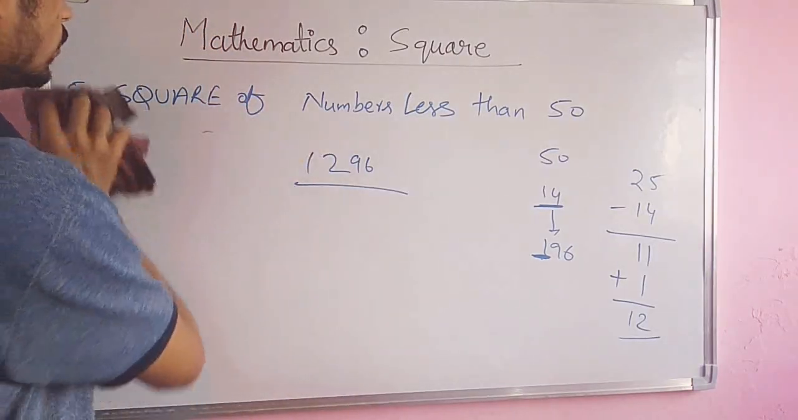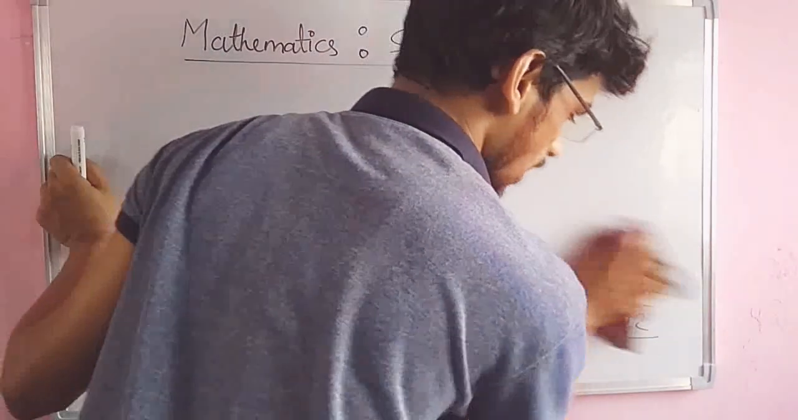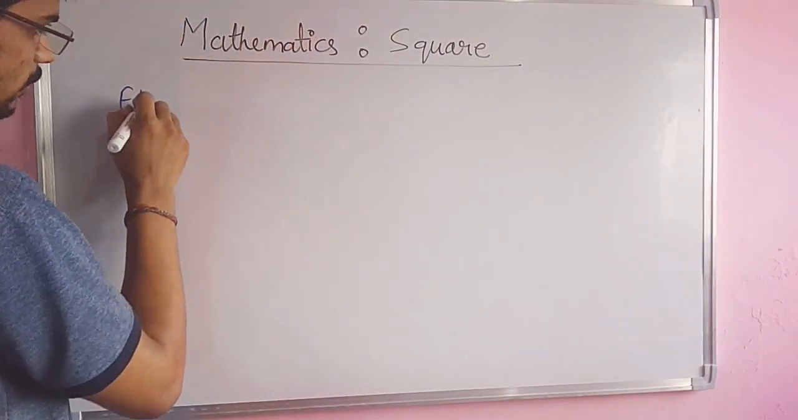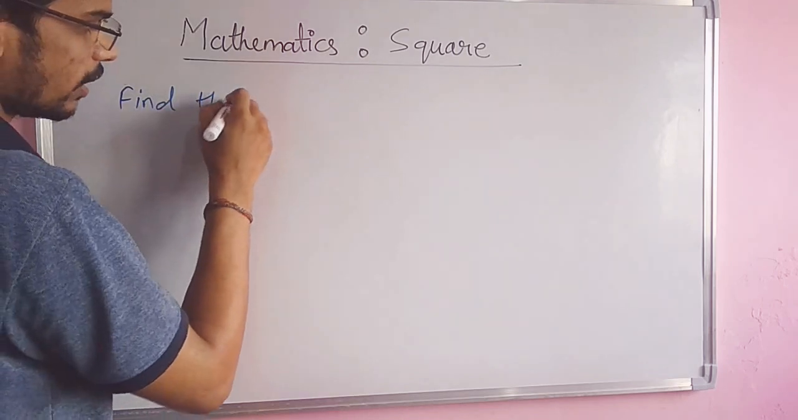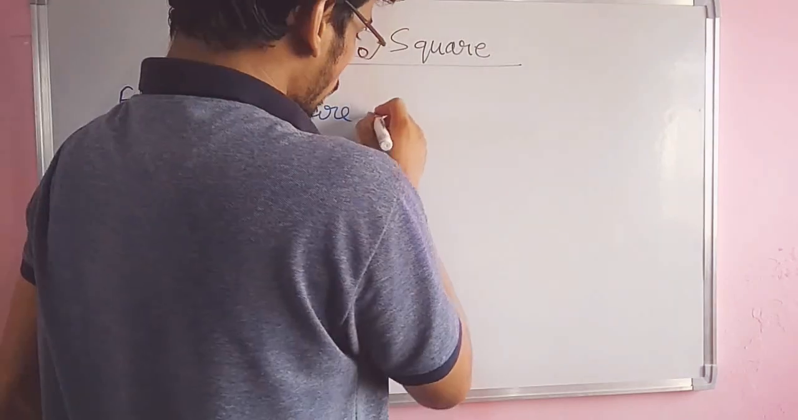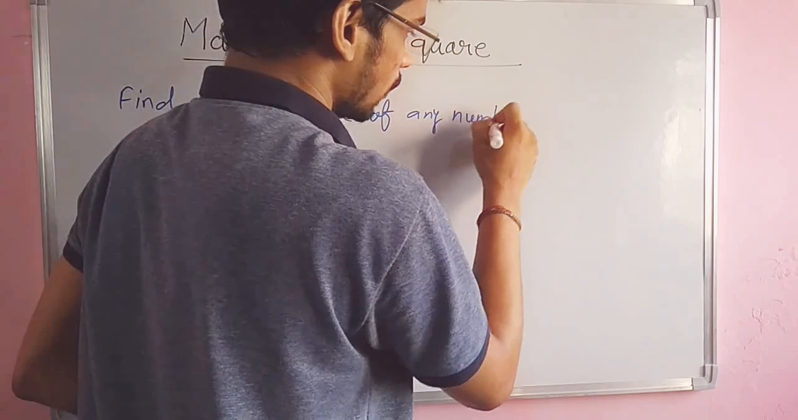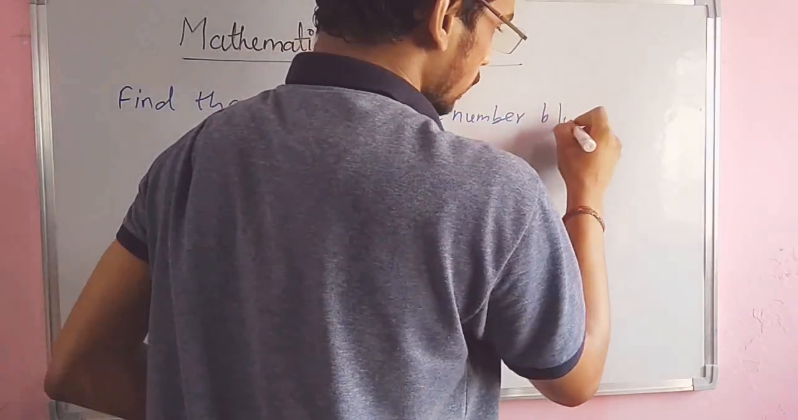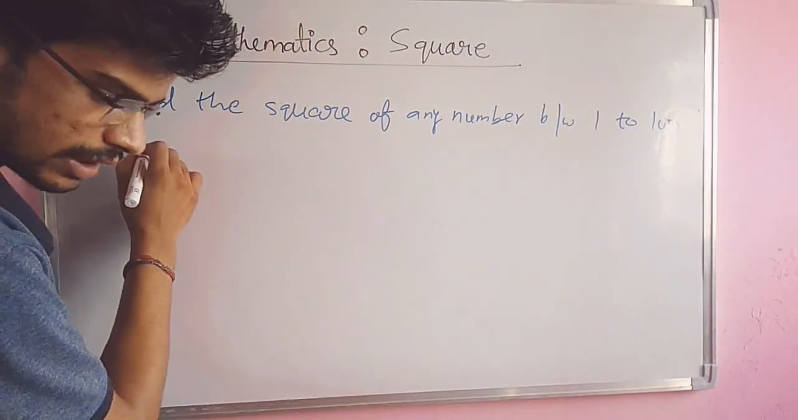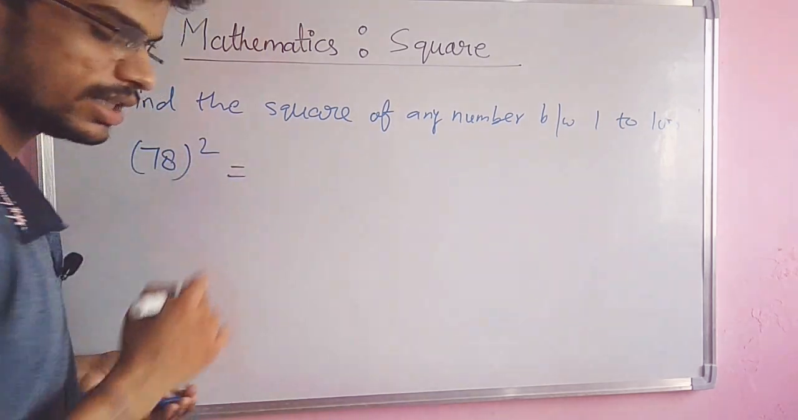That is the last category of squares, that is, find the square of any number between 1 to 100. Here if we want to calculate the square of 78, then how do we calculate the square?